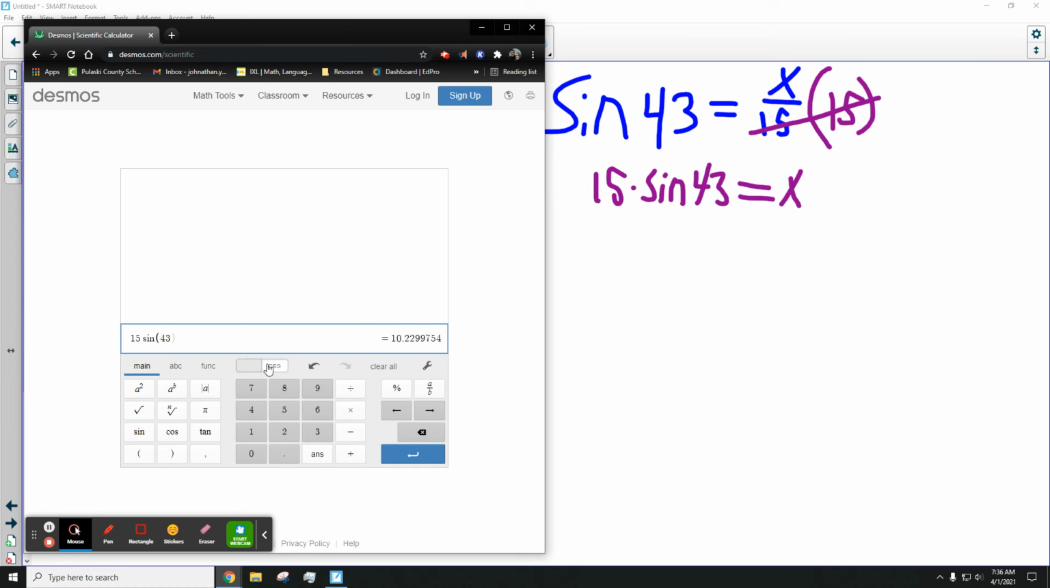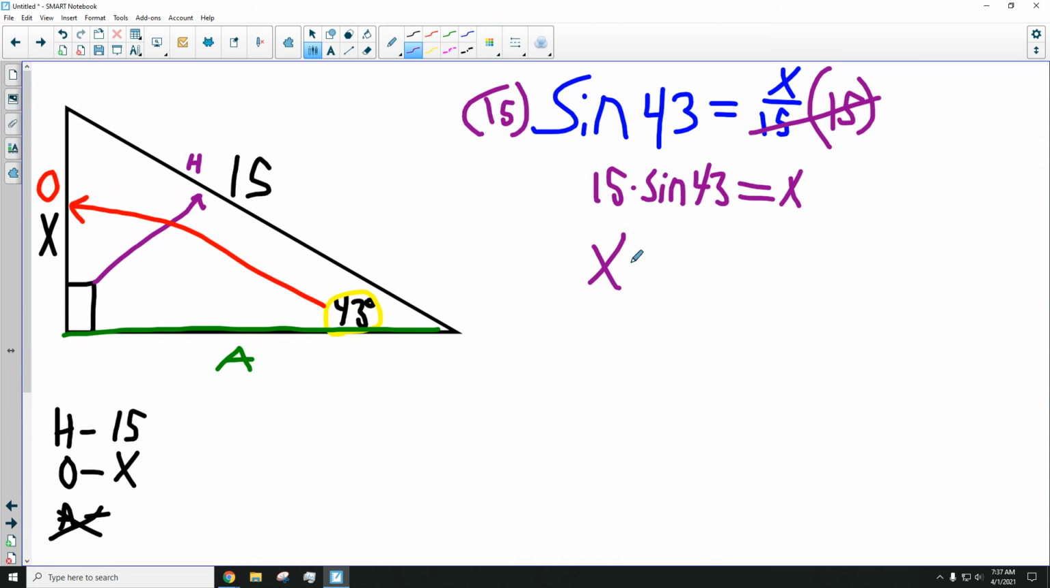And the reason you want to set to degrees is because my answer right here is 10.2. But if I change to radians, then it's negative 12.47. So if it's in the wrong setting, it won't be good. Desmos defaults to degrees, so you don't have to worry about that, but the TI-84s usually default to radians. So anyways, this is 10.2.